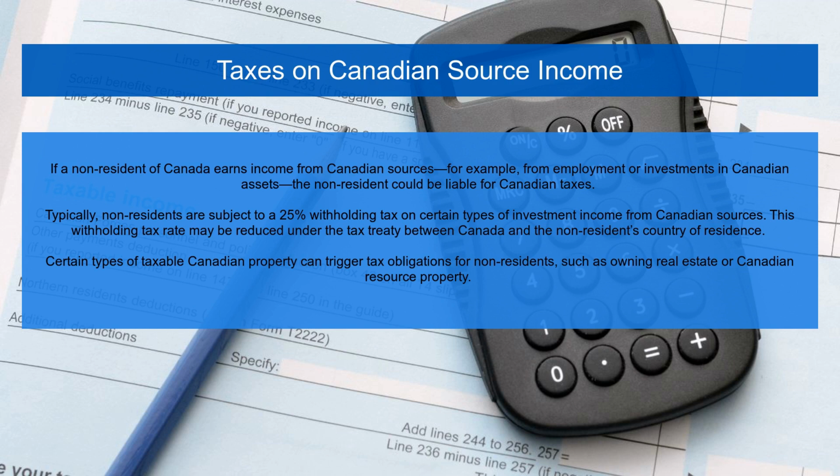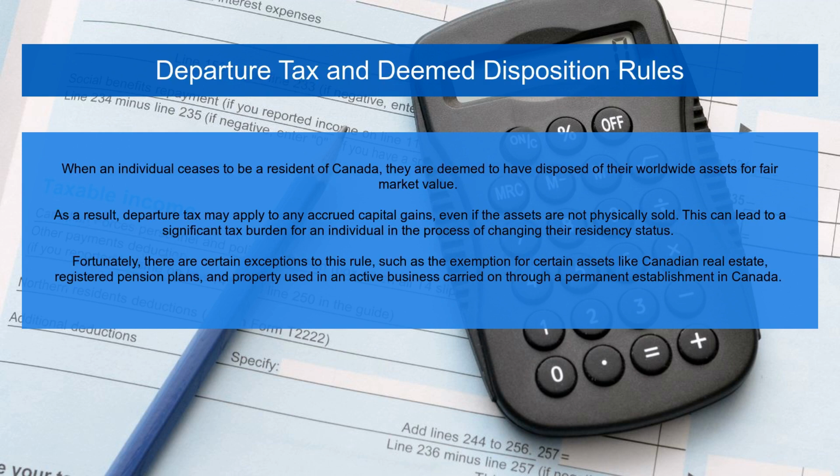Certain types of taxable Canadian property can trigger tax obligations for non-residents, such as owning real estate or Canadian resource property. When an individual ceases to be a resident of Canada, they are deemed to have disposed of their worldwide assets for fair market value. As a result, departure tax may apply to any accrued capital gains, even if the assets are not physically sold. This can lead to a significant tax burden for an individual in the process of changing their residency status.